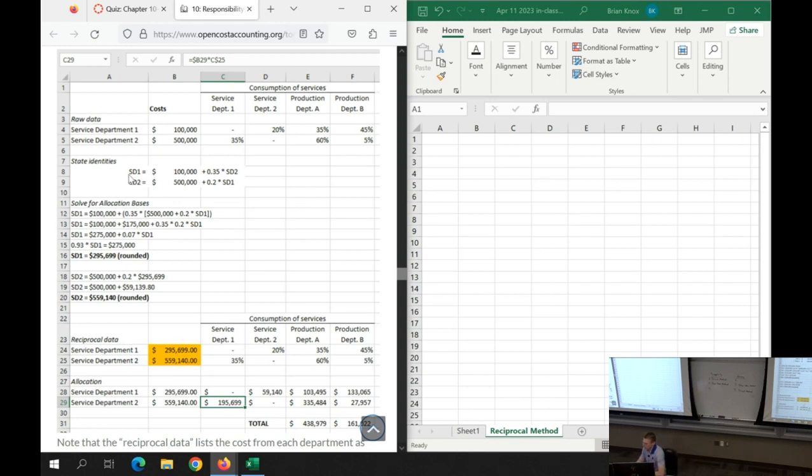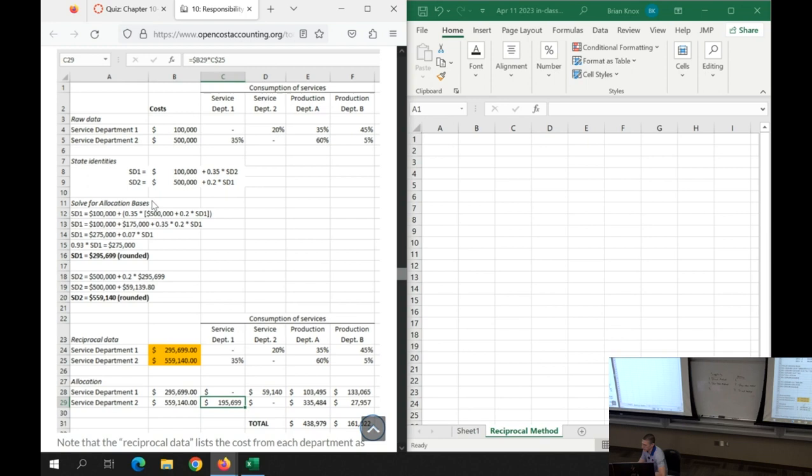So we have to state the identities mathematically. SD1 is going to equal its original 100,000 right here, plus the 35% of SD2's work that it consumed, so 0.35 of whatever SD2 is. Now SD2 is defined as its original 500,000 plus 20% of SD1's work. So we can take the SD1 equation and replace the term SD2 with the expanded term 500,000 plus 0.2 SD1. That's what I did right here in these brackets.